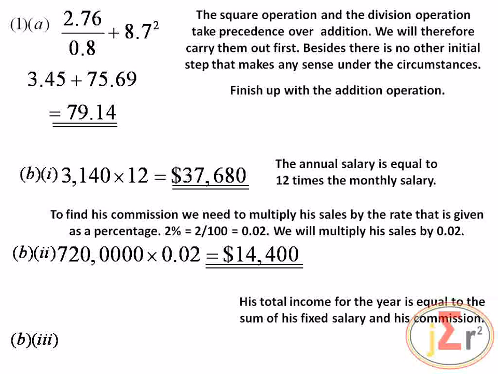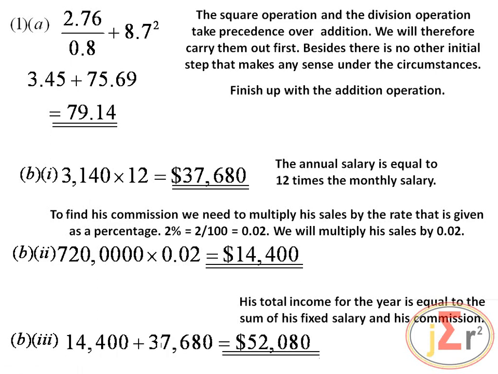His total income for the year is equal to the sum of his fixed salary and his commission. So in order to determine his total income, we will add the annual salary to the commission that he accumulated throughout the year, and that is equal to $52,080.